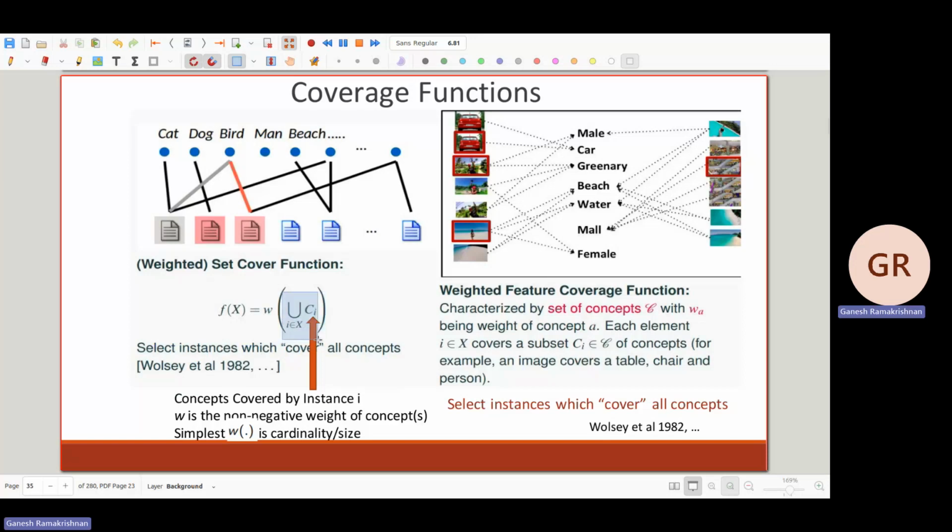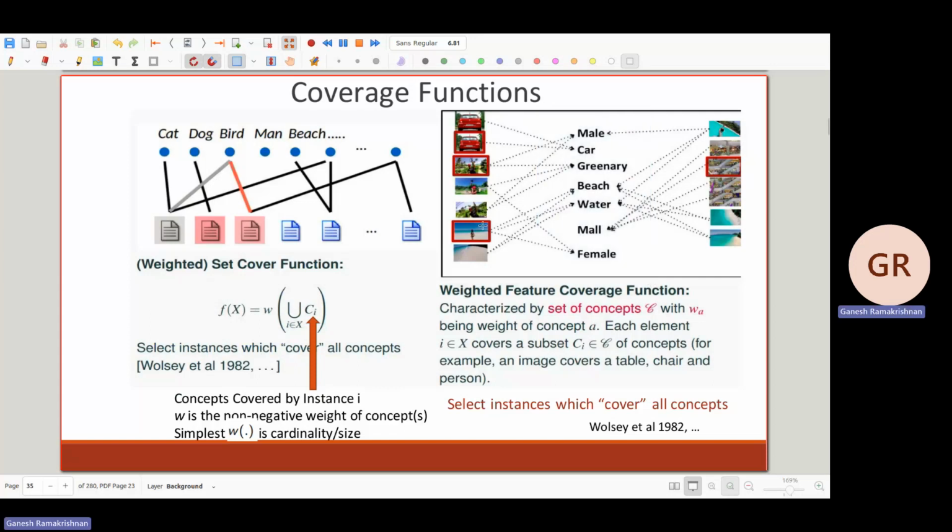And looking at the union of all the words covered by all the documents. And then you can add a weight which says, okay, for each word that is covered, this is the weightage. So you can have a weighted feature coverage. Here's an example on the right hand side. So let's say these are the features: male, car, greenery, beach, water, mall, female, and so on.